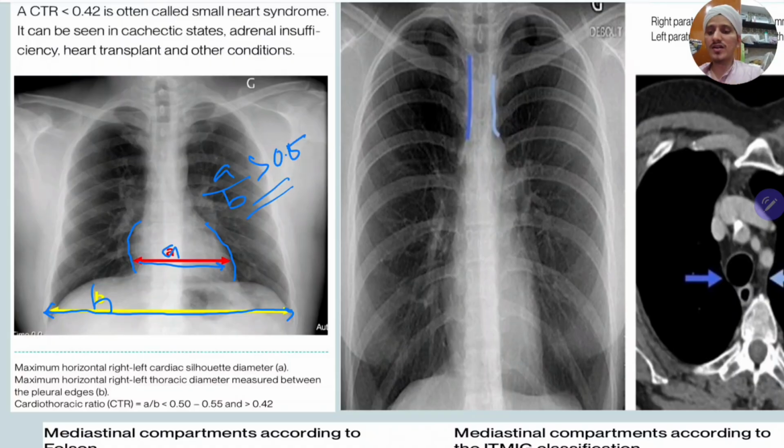And one important point I want to show is when there is left ventricular enlargement. This is the left border of the ventricle, and this is the dome of the diaphragm. This is the diaphragmatic dome, and this is the left ventricular border.